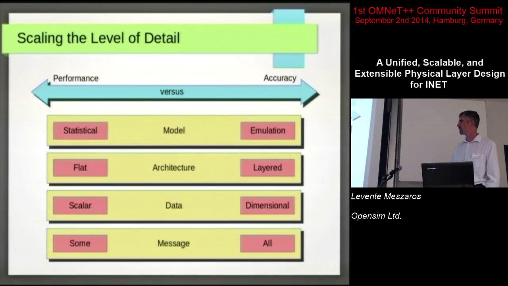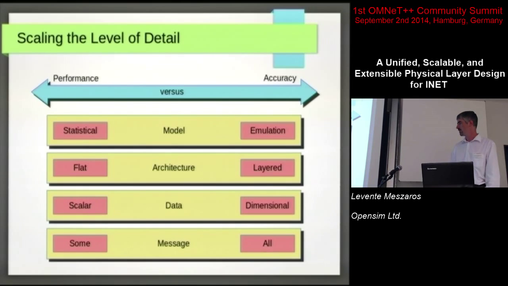The first one is about the architecture of the model. Where architecture is about the model, whether it's statistical or even more simple than being statistical, like the unit disk radio. It's not even considering the transmission power. Or the other end is the emulation, where we can really talk to the real hardware. In terms of architecture, we can go from flat to layered. In a flat architecture, it's not modular, it's monolithic. But in a layered architecture, there are probably more components taking more memory, more time, more data conversion, more data management, resource management, allocation, and so on and so on.